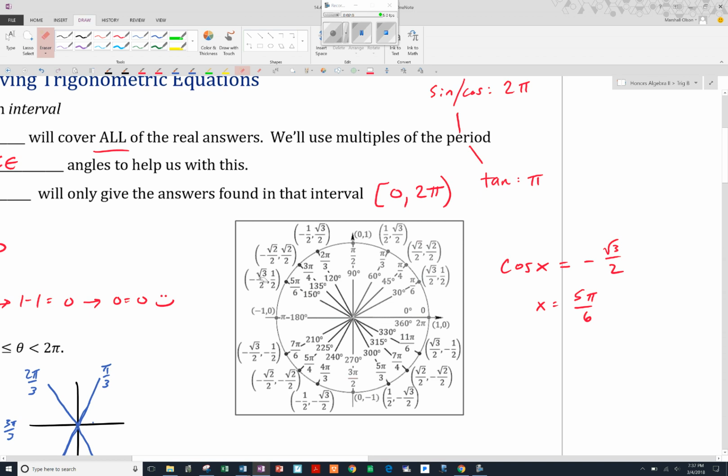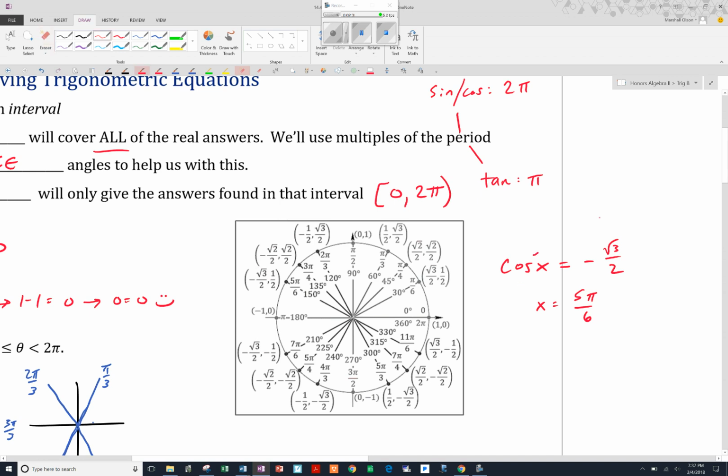So there's another angle in one trip around the unit circle that would solve this equation and be a solution for x, and that's 7 pi over 6, because it also has negative square root of 3 over 2 as its cosine value. I'm using this picture here. I don't want you referring back to this picture for every problem that you're doing, but in order to introduce this, I thought it would be a good idea to put this visual here, because you're going to be using the idea of reference angles and which quadrants are positive and which are negative for the given function.